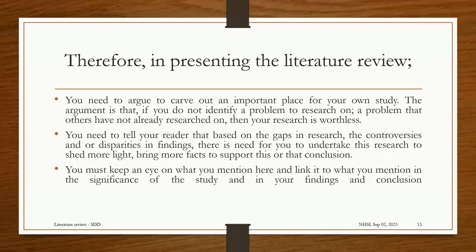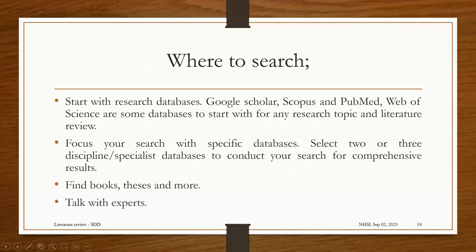And then, where to search? Start with research databases: Google Scholar, Scopus, PubMed, and Web of Science are some databases to start with for any research topic and literature review. Focus your search with specific databases. Select two or three discipline-specialist databases to conduct your comprehensive research, for example sociology, so you can decide on specific ones also.